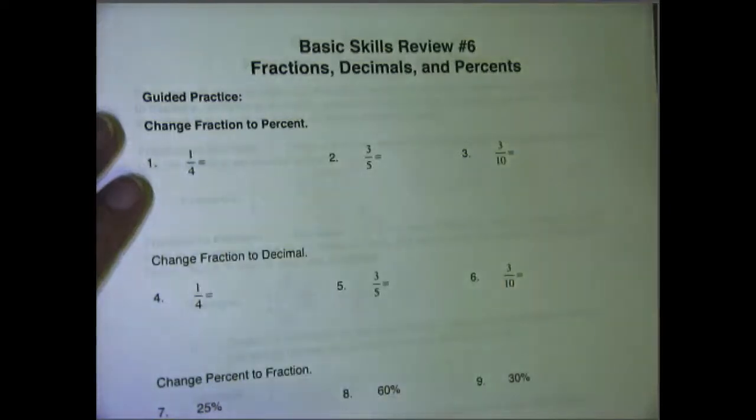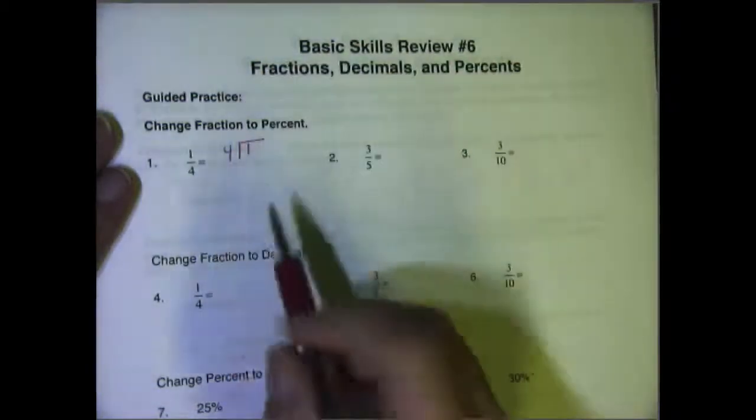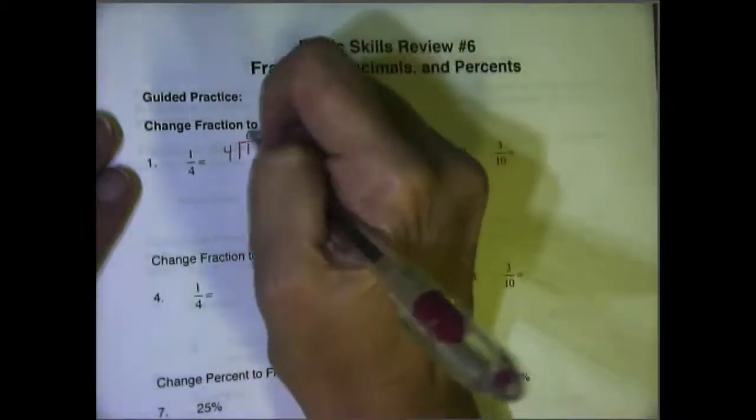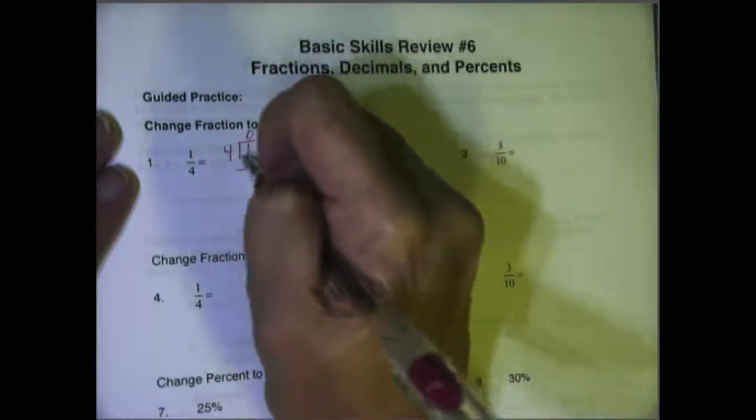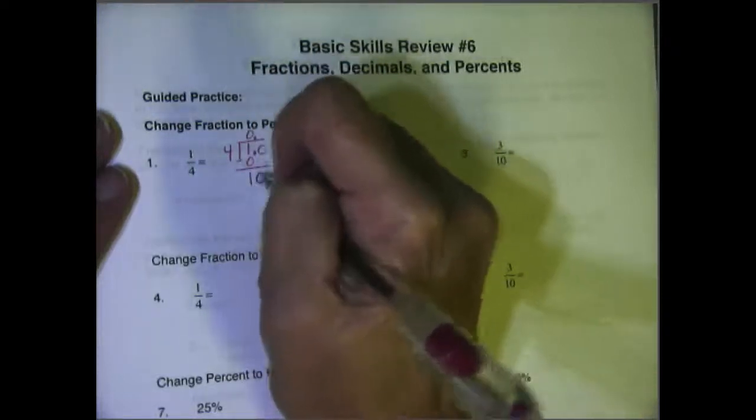Now, there are certain ones that you should just memorize, and I'll talk to you about those in a minute. Once you've learned them by memory, you will not have to show any work for them. So 1/4, we're going to put 1 inside, 4 outside. 4 goes into 1, 0 times. 4 times 0 is 0. 1 minus 0 is 1. Put your decimal point, pull down a 0.